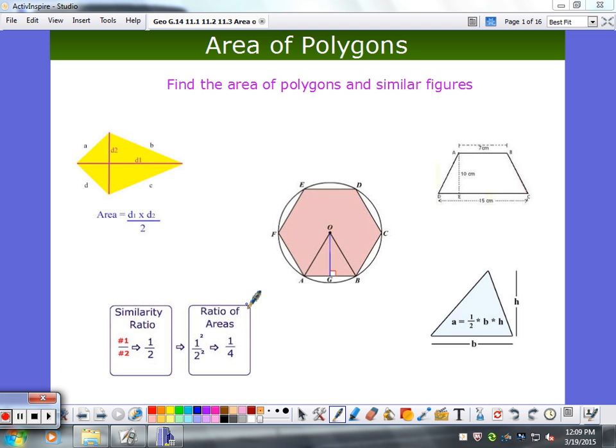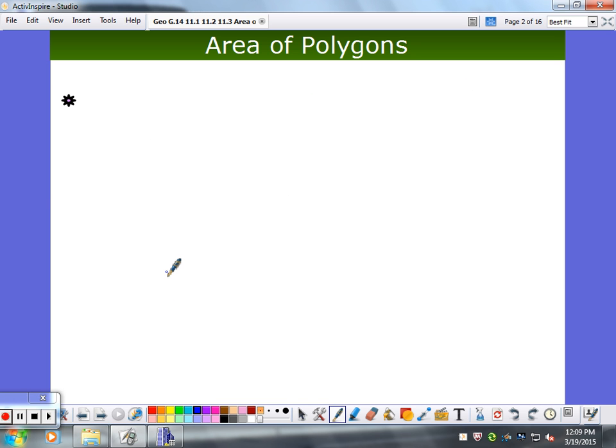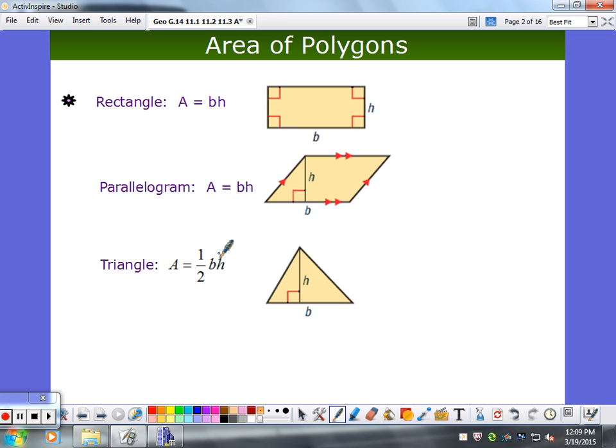Polygons are. So we're working with the area. We're also going to work with some similar polygons as well. So area, there it is. So rectangle, area is base times height, or you may have heard of it as length times width. I'm calling it base times height.